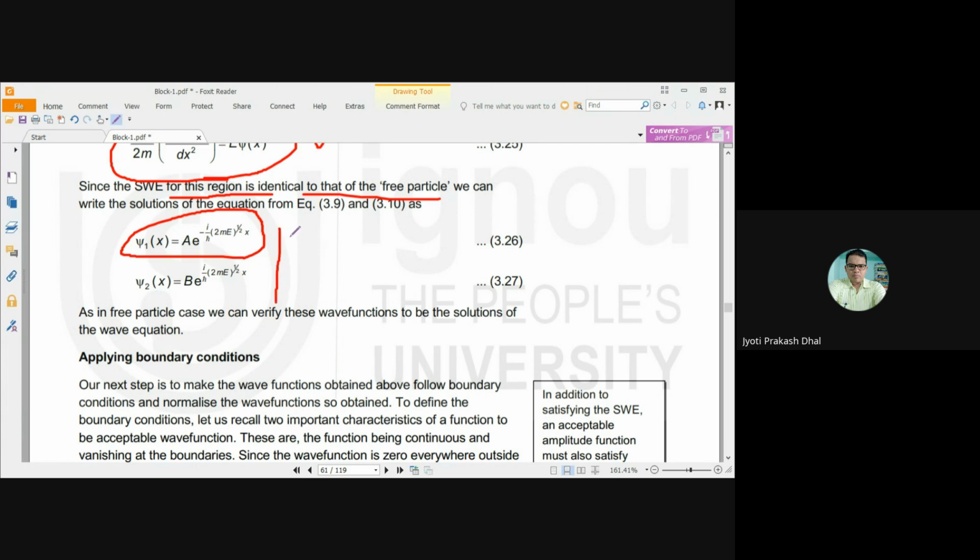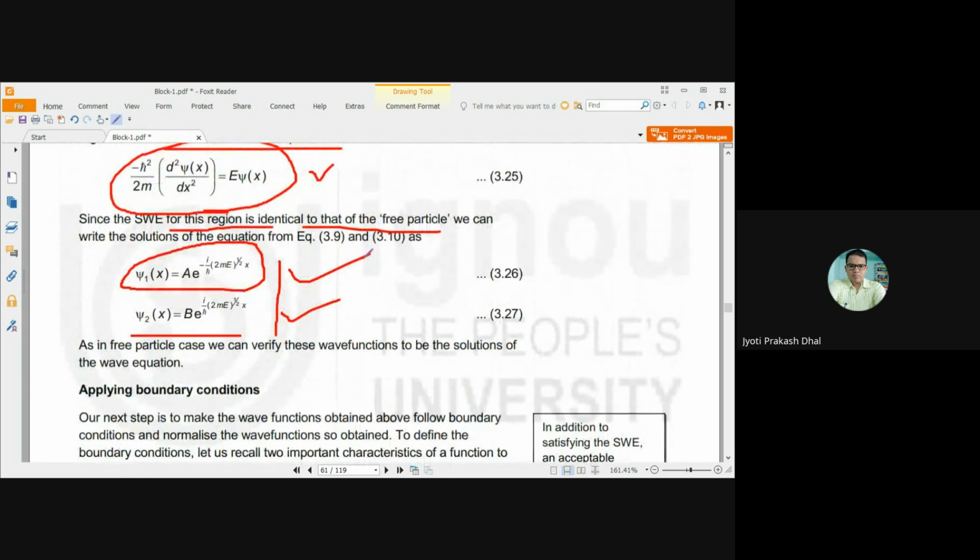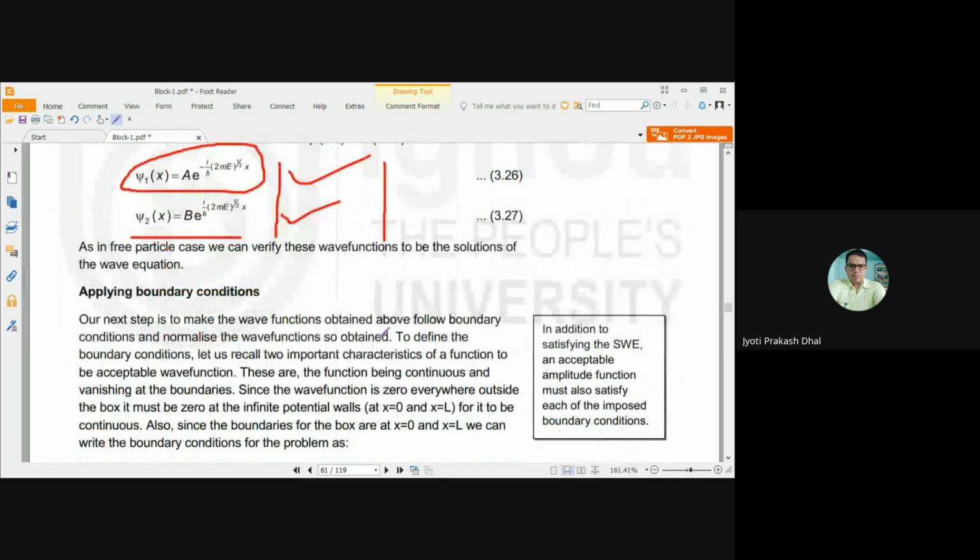the two wave functions to be like this. The first one is psi 1 equals A into e to the power minus i by h cross square root of 2mE x, and the second wave function will be psi 2 equals B e to the power minus i by h cross square root of 2mE x. Now for these two equations we will apply the boundary condition.